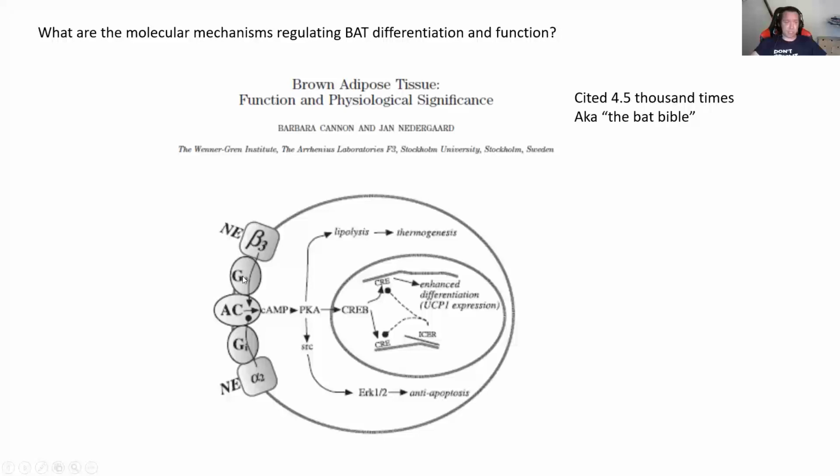Norepinephrine binds beta-3, a Gs-coupled receptor, it activates adenylate cyclase and raises cyclic AMP, which in turn activates PKA. That will activate lipolysis and drive thermogenesis, but it will also activate CREB, and CREB will drive the thermogenic program, for example, increasing the expression of UCP1.